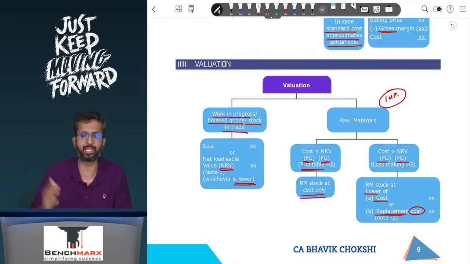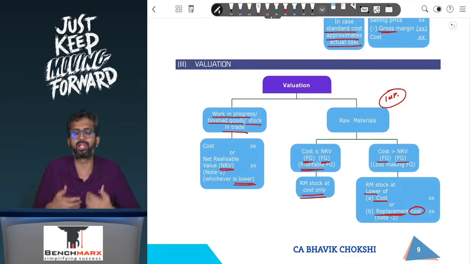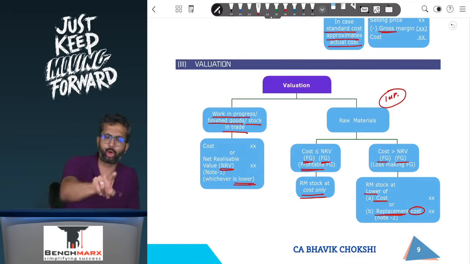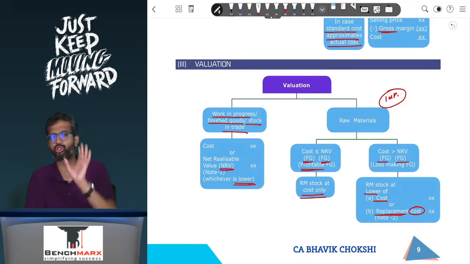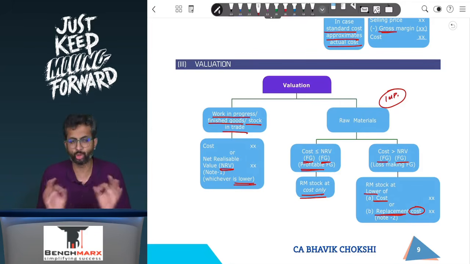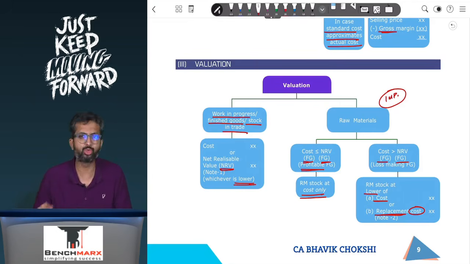NRV is based on the estimated selling price. I know the price at which I sell my finished goods, but I don't know the price at which I sell my raw materials because I usually don't sell my raw materials. However, I purchase my raw materials, so the price at which I will purchase the raw materials on 31st March must be the price at which I can even sell them if I need to on 31st March. So that is why we use the word replacement cost.